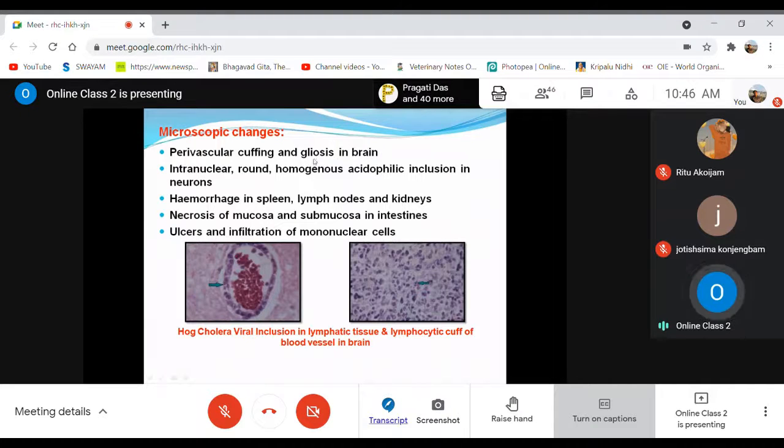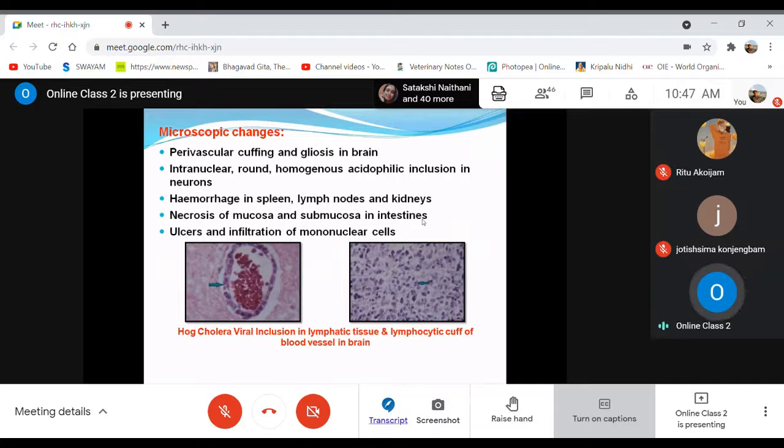Not only that, glial cells also used to be present, this aggregation of glial cells. So that is known as gliosis. Gliosis. Okay, and there may be intranuclear round homogeneous acidophilic inclusion bodies in the neurons. When you see the section of the neurons, the neuron and nucleus, they may show presence of some inclusion bodies. Okay, then there may be hemorrhagic lesions, hemorrhages of the vessels, as in case of the spleen, lymph nodes, as well as the kidney and many other organs and tissue.